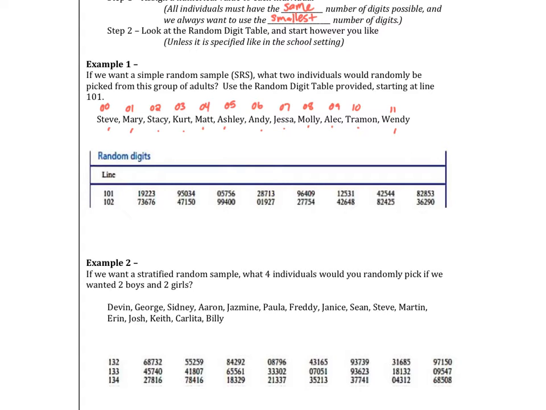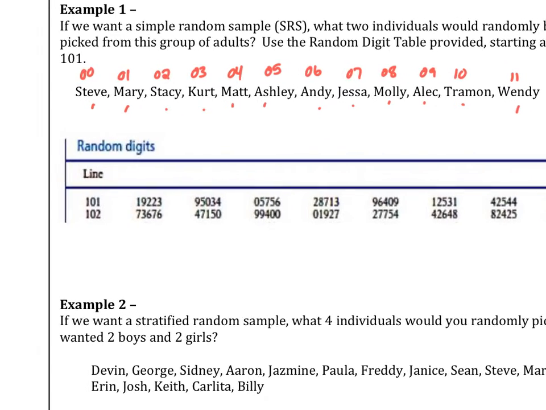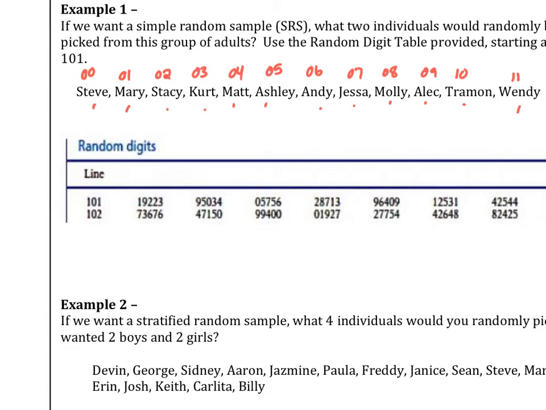Okay, so when we go through this random digit table, starting with line 101, you divide it into every 2 numbers. So the first number would be 19, then 22, then 39, then 50, then 34, then 05, then 75, then 62, then 87, then 13. So notice it's 2 digits we're dividing it into.